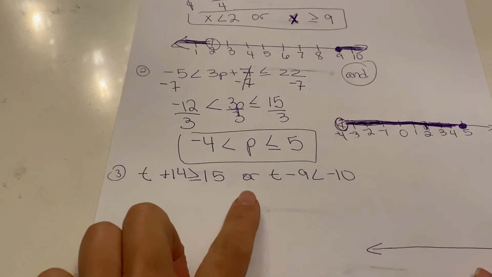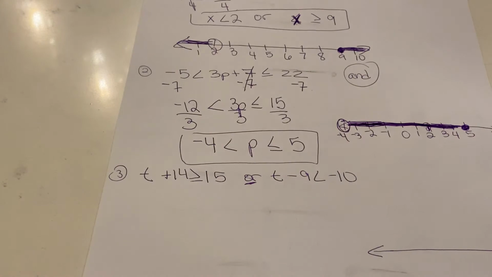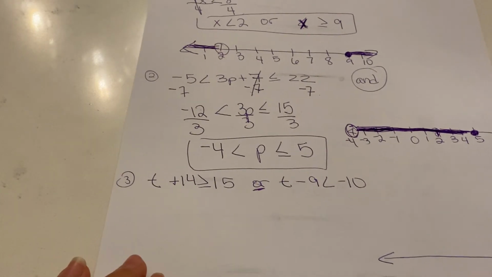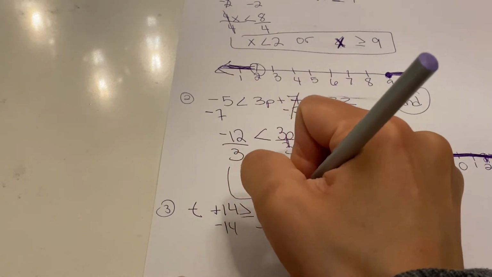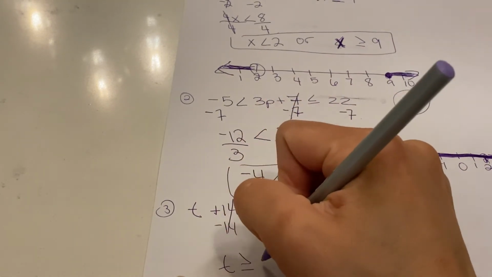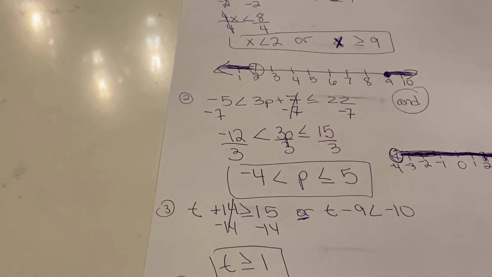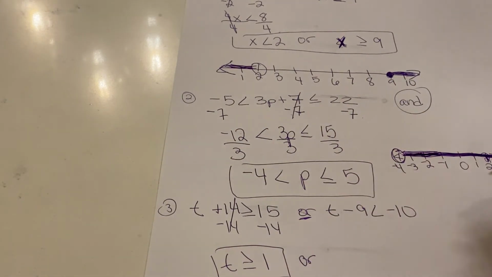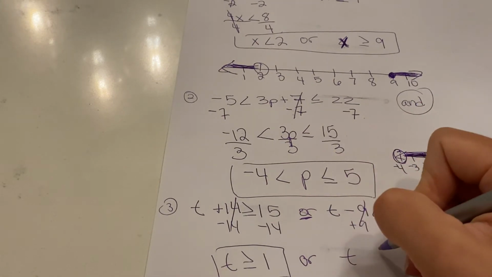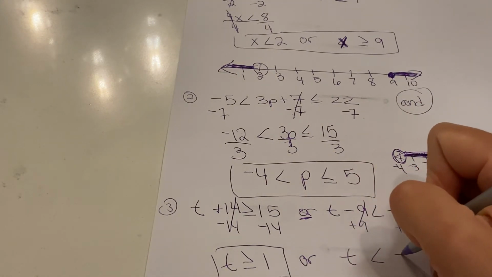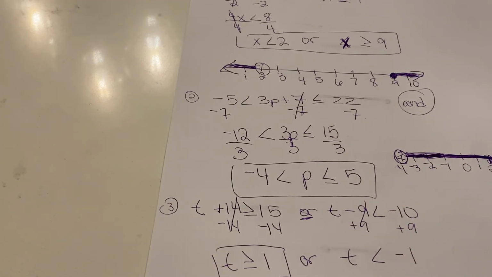All right, here tells me it's an or. Okay, so most likely my graph might go in opposite direction. It's not always the case, but most of the case. Okay, so here I gotta isolate the t, so I gotta subtract 14 to both sides. I get t is greater or equal to 1, or then I solve for t here, and I get t is less than -1, okay?